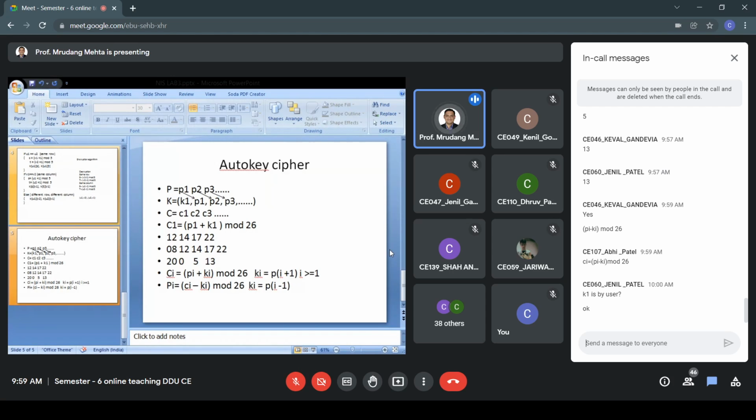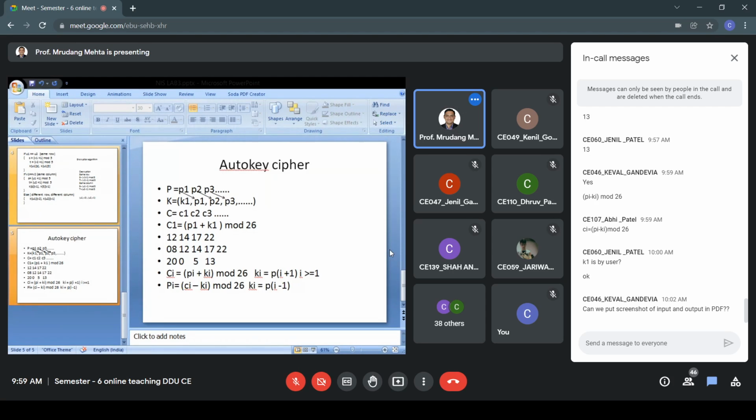Has anybody done Playfair and would like to show encryption at least? Has anybody done it partially? Can we put screenshots of input and output in a PDF?